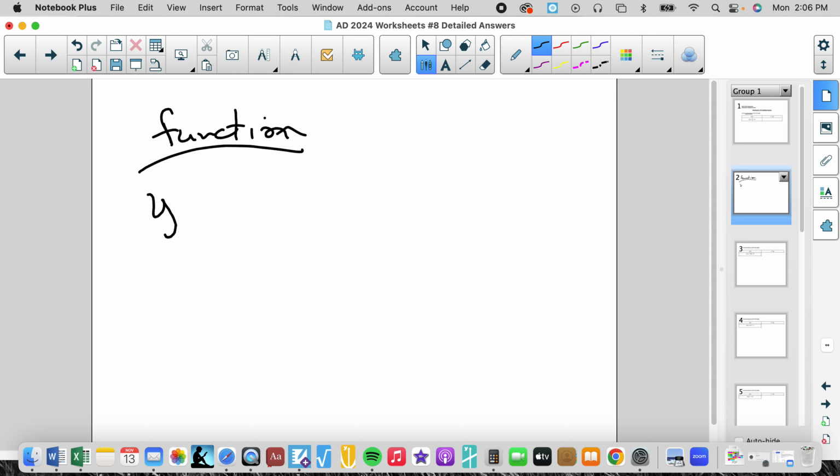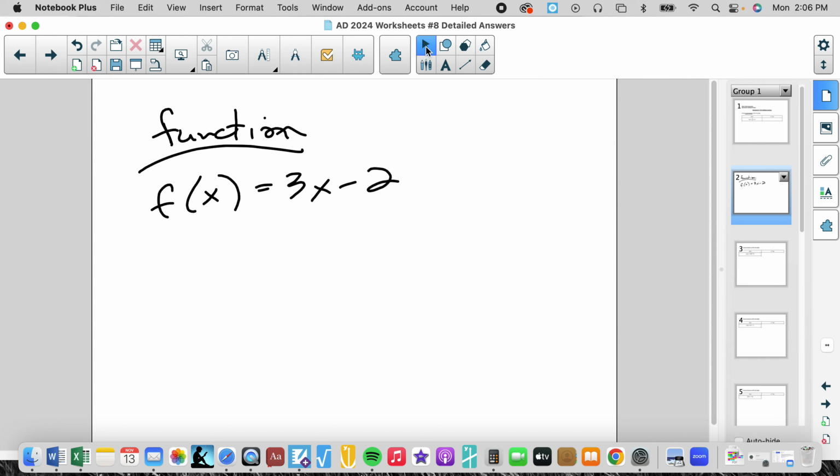something like f of x equals 3x minus 2. And so the inverse of that would be reversing the two variables.